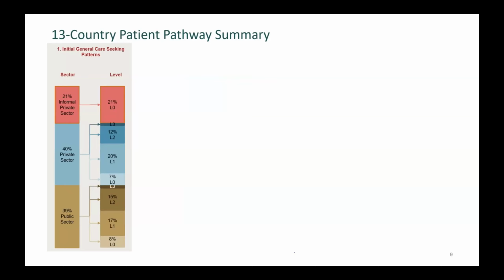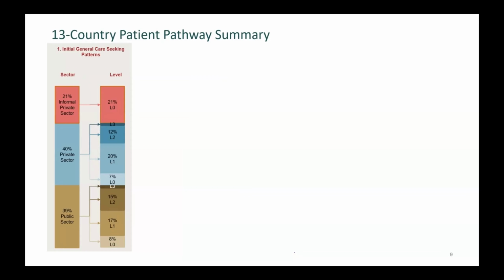But it's not only looking at public-private mix. We also want to understand at what level of the health system people enter care. That's where we want to be able to link them immediately to tuberculosis services. If you look in the brown columns on the bottom of the chart labeled level, you will see that 8% of all people seeking care for symptoms related to tuberculosis start at what we call L0. L0 refers to community level care providers.